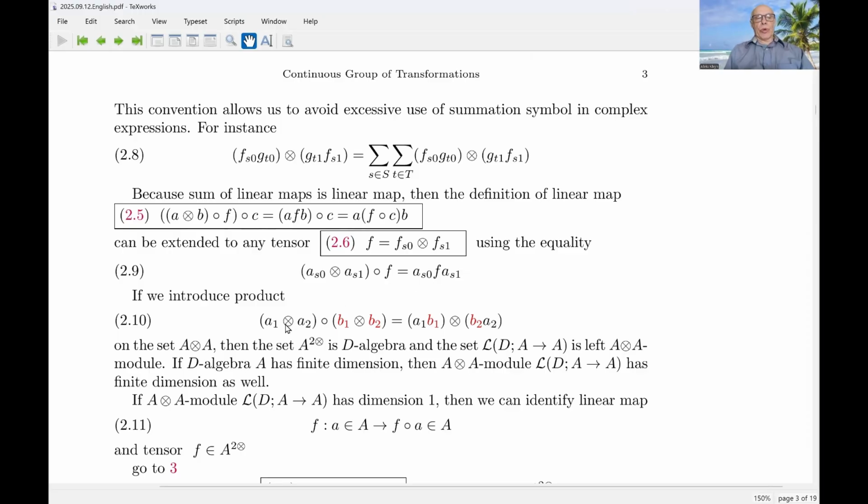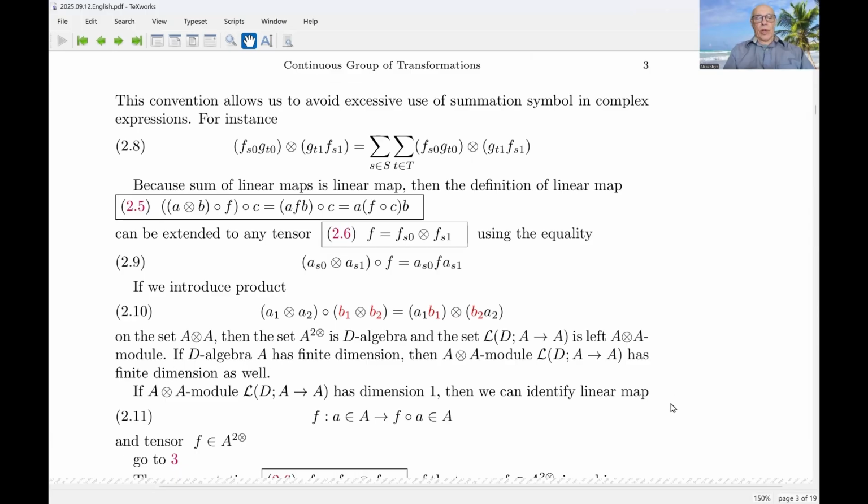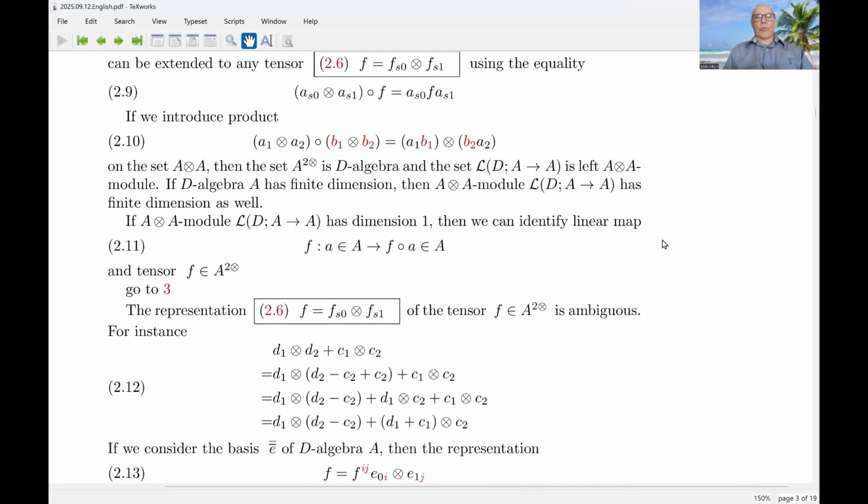If we introduce product 2.10 on the tensor square of algebra A, then the tensor square of algebra A is an algebra, and the set of linear maps is a left module over the tensor square of algebra A. If the algebra A has finite dimension, then the module of linear maps has finite dimension as well. In particular, if the module of linear maps has dimension 1, then we can identify a linear map 2.11 and a tensor F from the tensor square of algebra A.